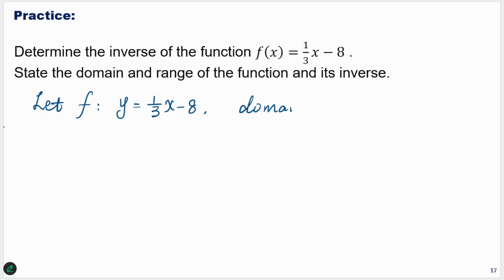Domain is the set containing all possible inputs. Is there any constraint for the input x here? No, so the domain is the real number set, right? You could also say the domain is from negative infinity to positive infinity in the set notation like this.